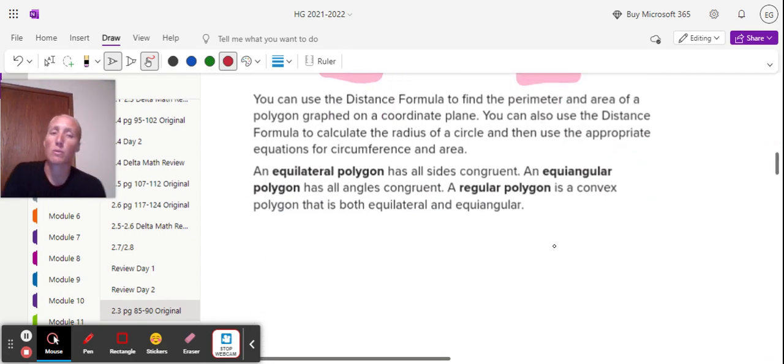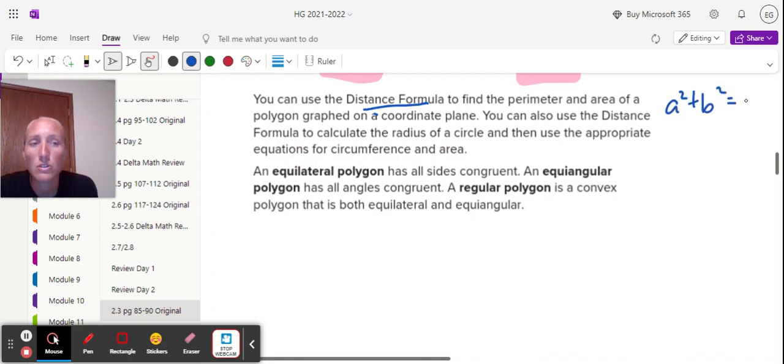You can use the distance formula to find the perimeter and the area of a polygon graphed on a coordinate plane. You can also use the distance formula to calculate the radius of a circle and then use the appropriate equations for circumference and area. Reminder, whenever you see this term distance formula, we think Pythagorean theorem. Okay, and you can use that as long as you understand how. So we're going to continue to bring that up and continue to use that.